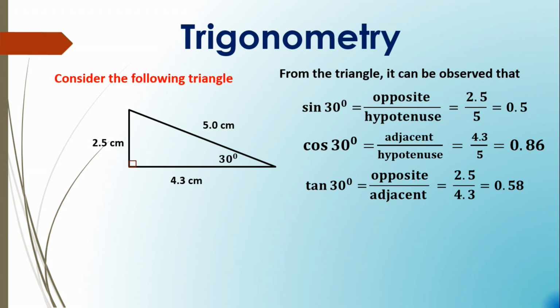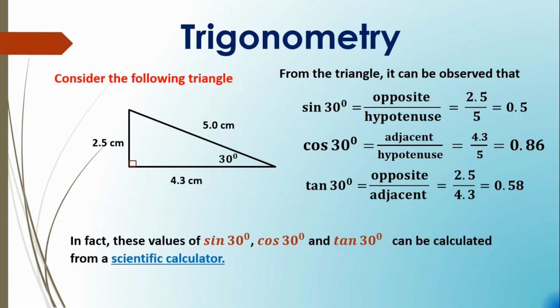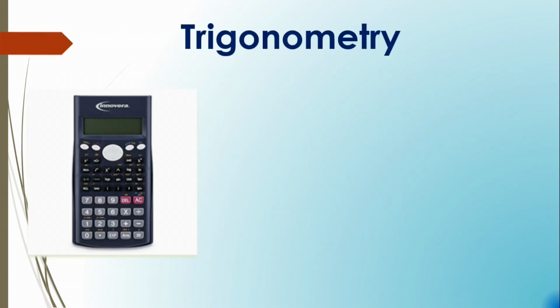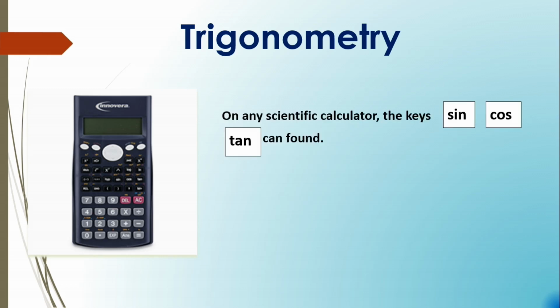Now, this sine of 30 degrees, cos of 30 degrees, and tan of 30 degrees can be calculated from a scientific calculator. What is a scientific calculator? Here it is, a scientific calculator where you have the keys sine, cos, and tan. You will notice the keys here. In almost all scientific calculators, you will notice the three keys one after another.